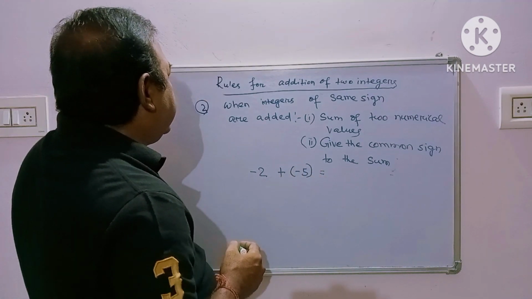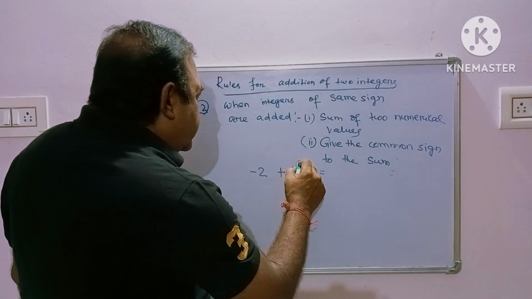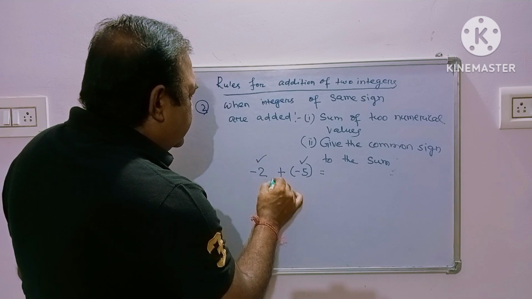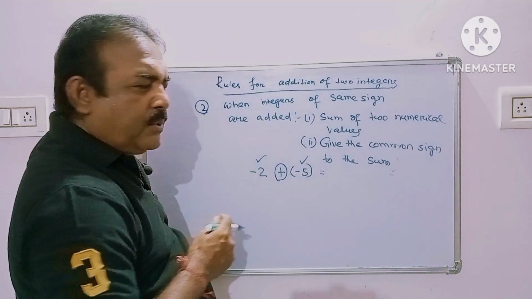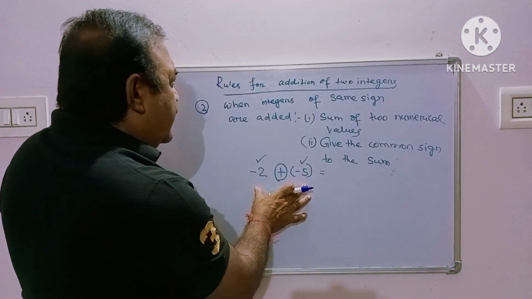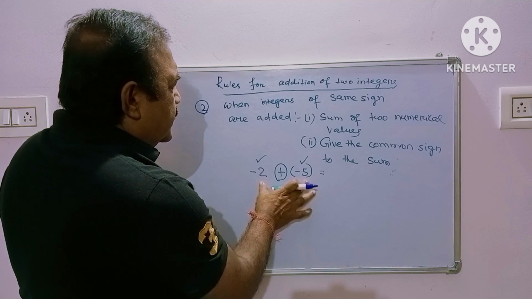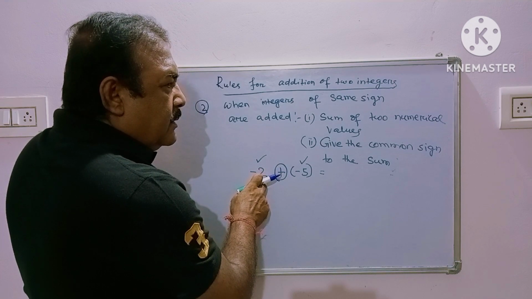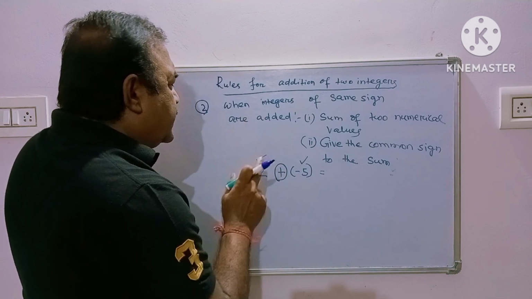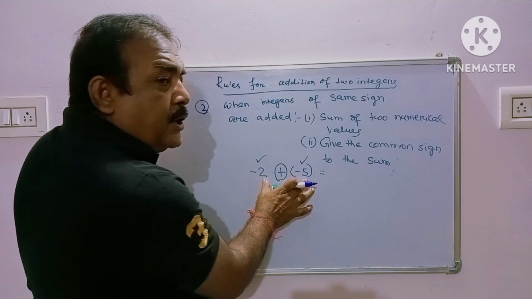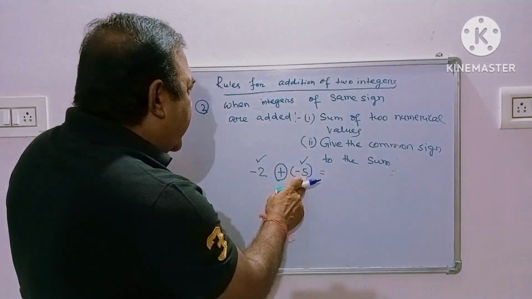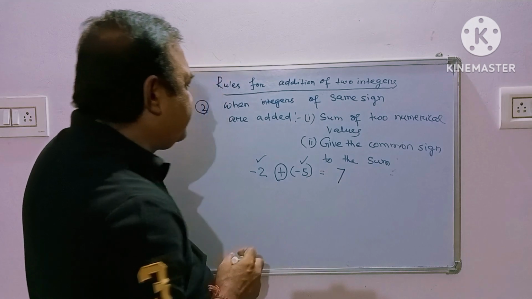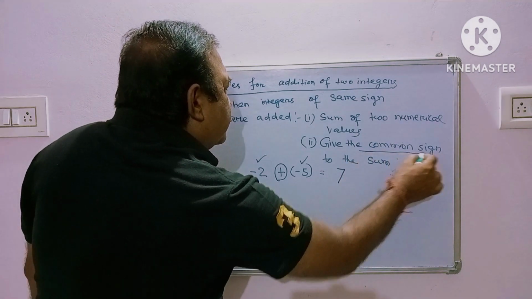So what we are doing here, you see, rules for addition of two integers. Here minus 5 is an integer, minus 2 is an integer, and we are adding it. You see, this is the sign for addition. So what do you do here? Now we have to take the sum of two numerical values. Here you ignore these signs. The numerical value is 5, here the numerical value is 2. Do not consider the sign here, only consider the numerical values. So 5 plus 2, because we will have to take the sum. So 5 plus 2 or 2 plus 5 is equal to 7. You write 7. And keep the common sign.